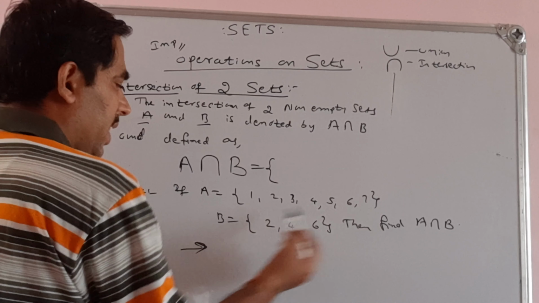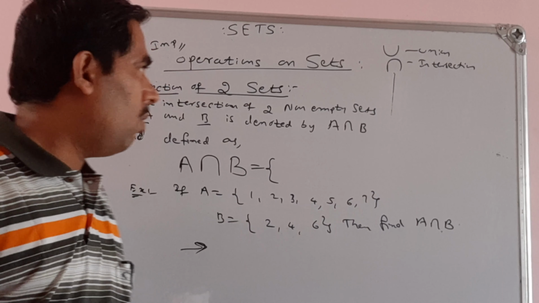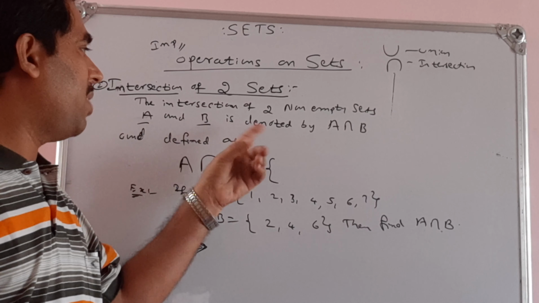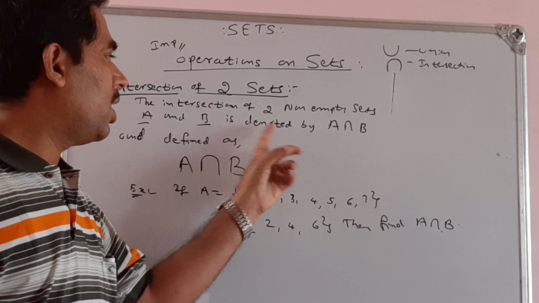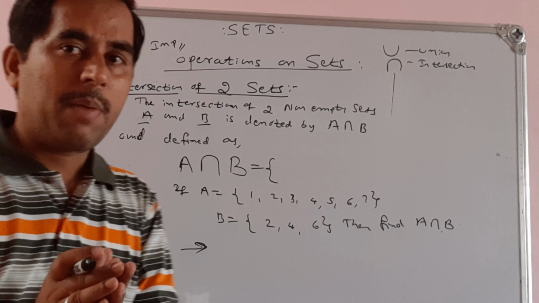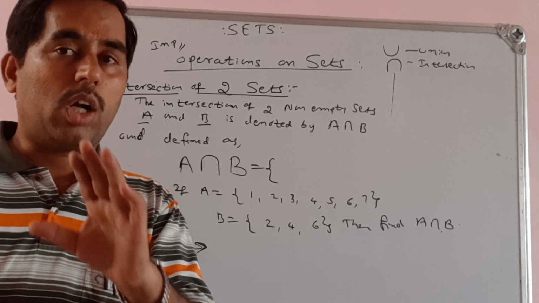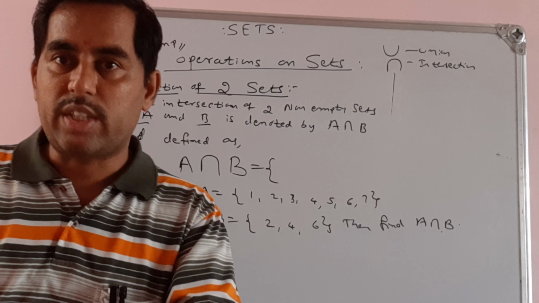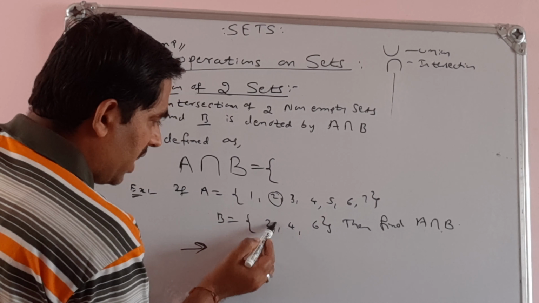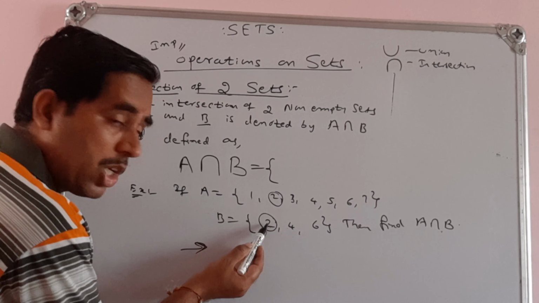See, A set and B set, there are two sets given, so we have to find the intersection. Intersection means the intersection of two non-empty sets A and B, or whatever notations we use, is denoted by A intersection B. Once again I am repeating, intersection of two sets means we have to observe carefully what elements are common in both sets. See, 2 is present in both A and B. So 2 belongs to A and 2 also belongs to B.